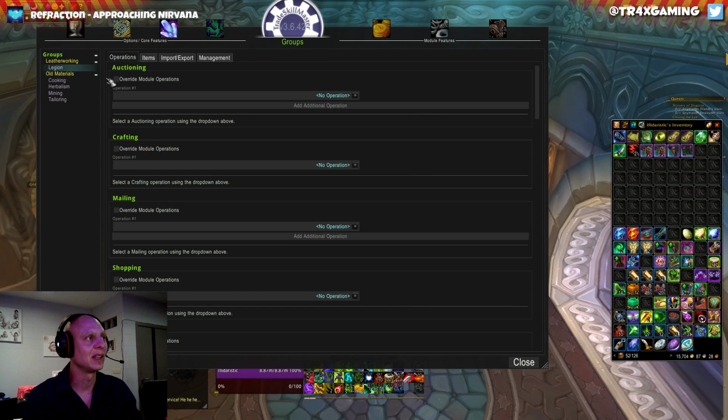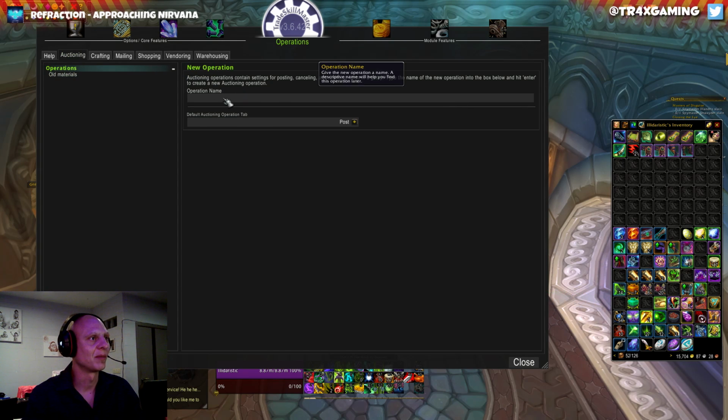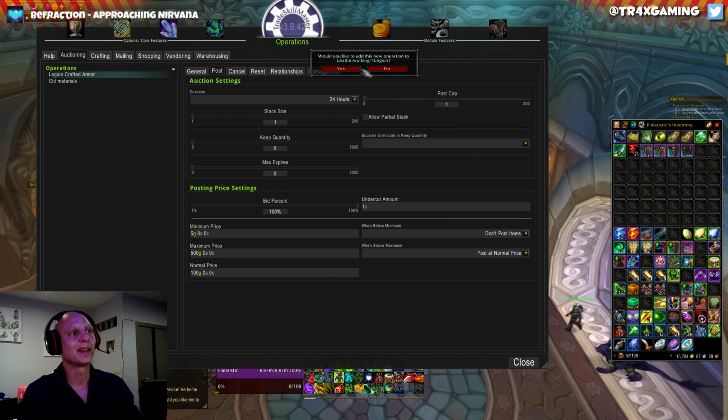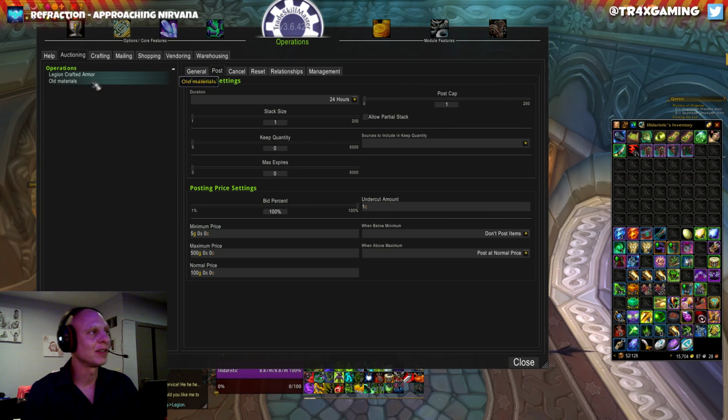So we are going to need an operation for that. So we're gonna override it because there's nothing there. I'm not gonna use old materials because this is crafted stuff. So we're gonna create a new operation. The operation name would be Legion Crafted, or Legion Leatherworking, Legion Crafted Armor. I'm using armor because I use the same group basically for everything from Legion leatherworking, tailoring and blacksmithing.